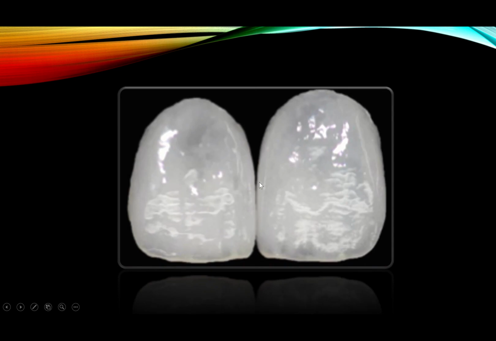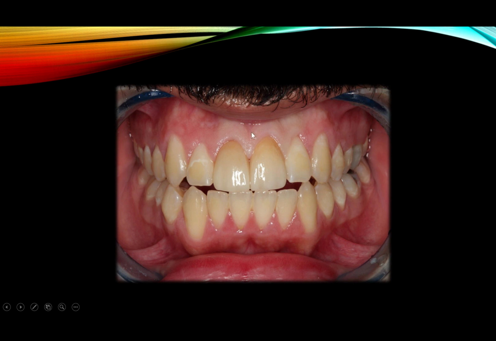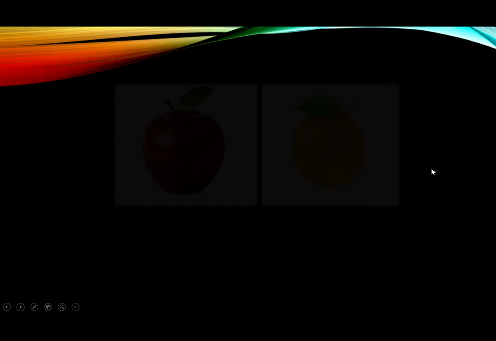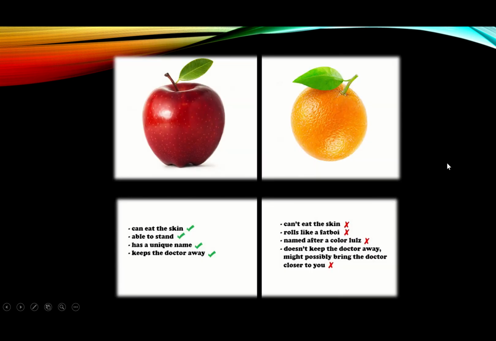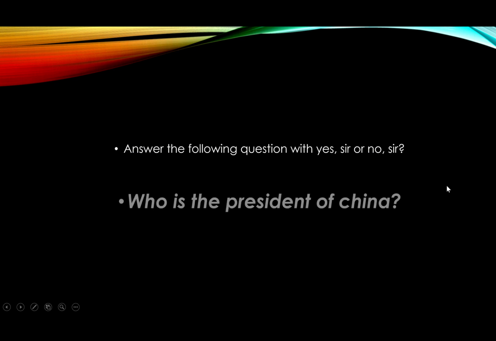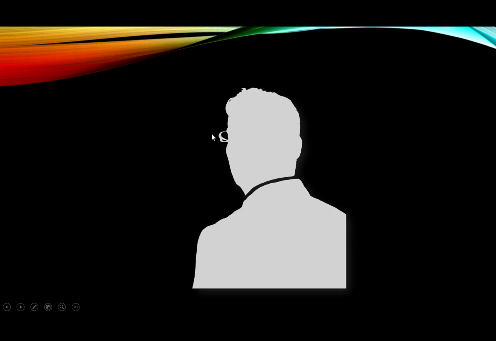And this, remember this, it was a fully pressed or a feldspathic 2 veneers, and the difference between them, they're from the same family. This was which tooth is fake, and this was the one crown next to the veneer, and this was the printed zirconia, printed, not milled, and this was comparing oranges to apples in comparison between monolithic and layered. Answer the following questions with yes sir or no sir. Who is the president of China? You guys remember that in the video of miscommunication? George Bush and Condoleezza Rice. Who is this? That's me actually.